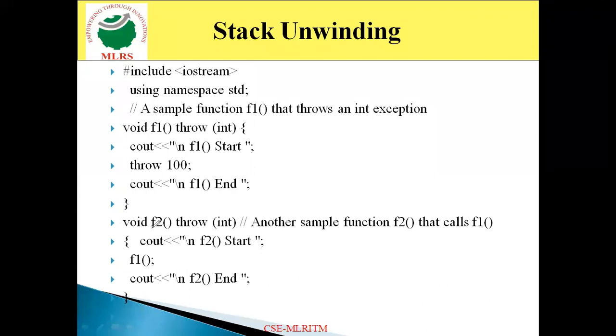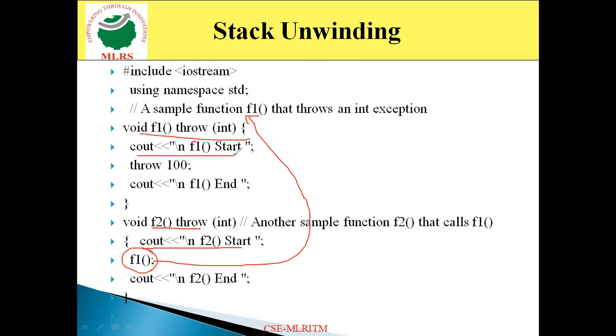Now function f2 comes to execution. Again it first prints f2 start, which appears on the output screen. Then the next statement calls function f1, so function f1 gets a chance to execute. The first statement in function f1 is f1 start. So first it prints f3 start, then f2 start, now it prints f1 start. Then the next statement is throw 100. Now it is throwing the value 100.